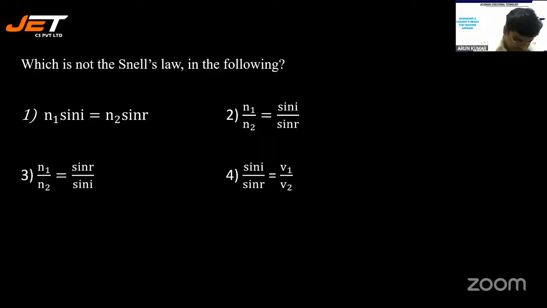Yes, good. Tirupati, Kranti, Pranay, Suhita, Sridhar, Ajay, Sangeeta, good. Mohan, excellent. That is absolutely right. 2 is absolutely right, students. N1 sin i is equal to N2 sin r. 3 is also the same thing, just transpose, cross multiply cheste 1 వచ్చేస్తుంది. Fourth one is in terms of velocity. Sin i by v1 is equal to sin r by v2.